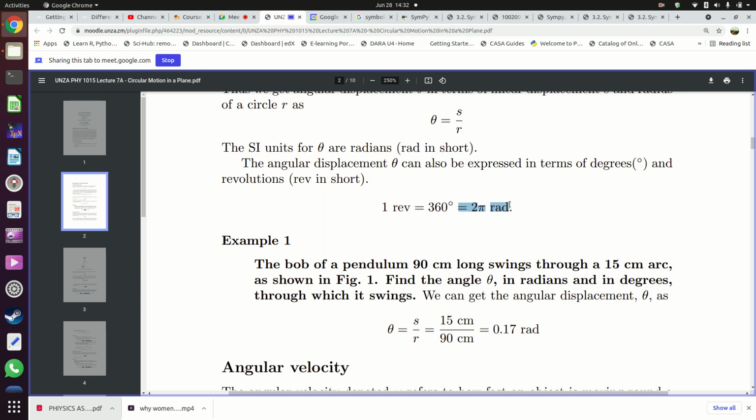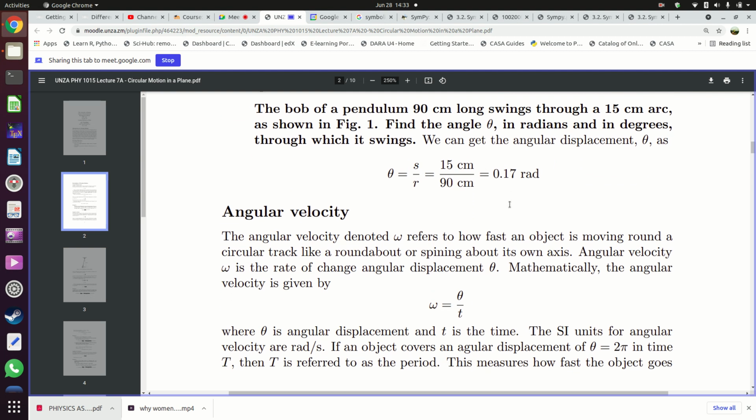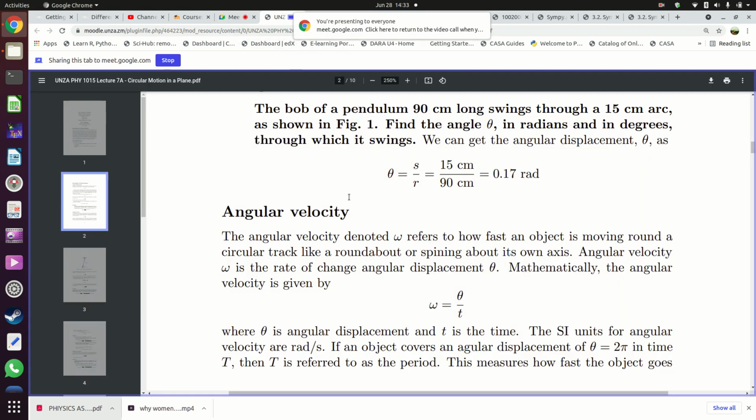So the amount of angular distance you cover divided by how much time it takes you to cover this angular distance, this is what is referred to as angular velocity. Basically, angular velocity is a measure of how fast an object is going around a circular track, or how fast an object is spinning.